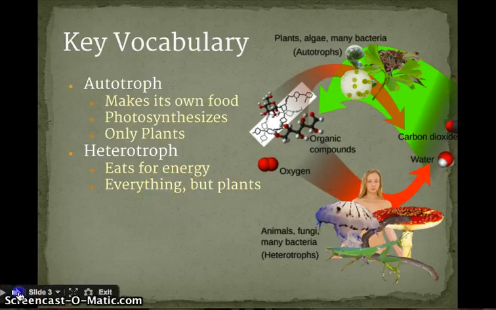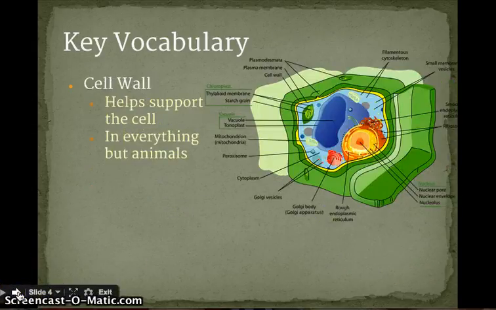Now the next thing is a cell wall. A cell wall is a structure on the outside of the cell. You see this thick green structure out here? This is actually a plant cell. So plants have cell walls that protect the cell and help support it. Everything but animals has a cell wall.